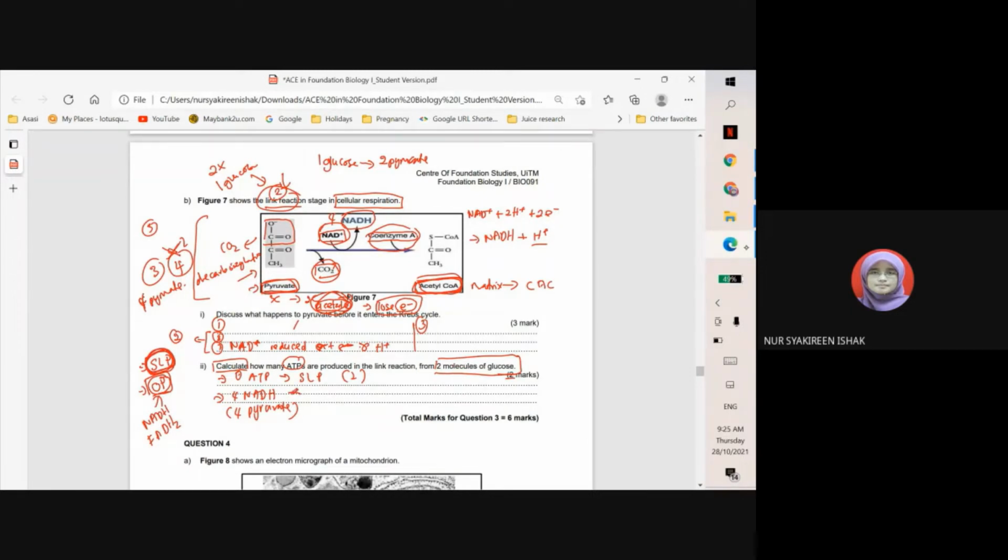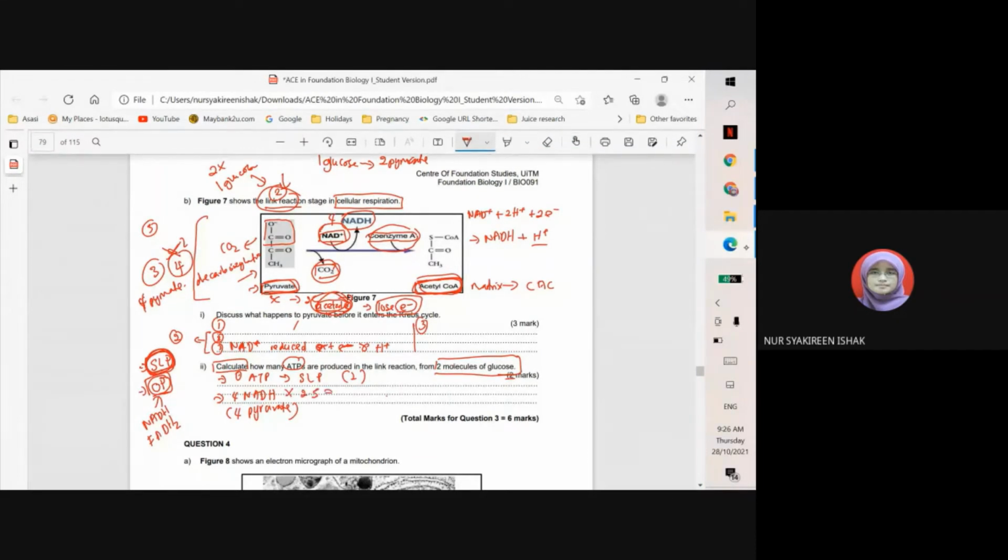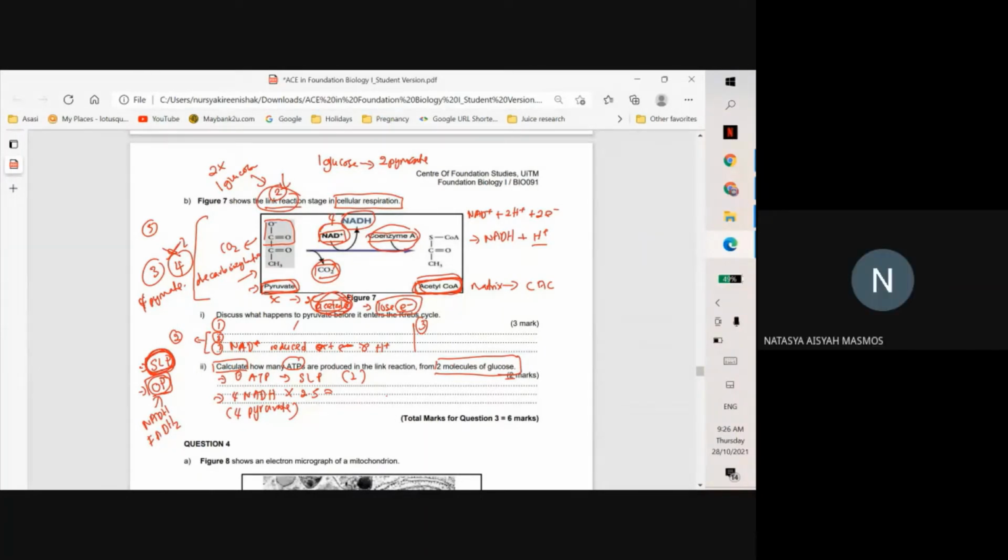Okay, so and then you have to times by how many? NADH akan menghasilkan berapa ATP semasa oxidative phosphorylation, please? 2.5. Okay, 2.5. So kau kalikan lah 4 NADH kali dengan 2.5, then you get how many ATP? Betul lah jawapan dia. Okay. 10. So 10 ATP molecule. Okay. Faham? Boleh faham tak?